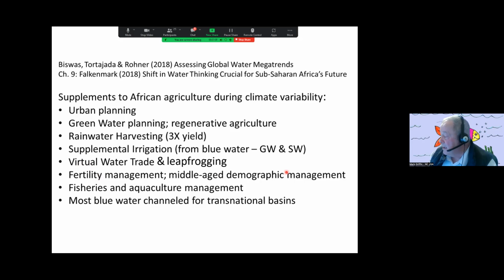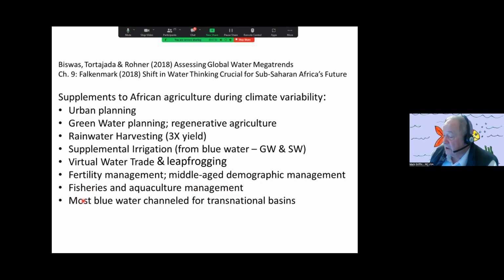This will come up again later, but Falkenmark is saying that fertility management and middle-aged demographic management has to occur, which is very controversial. And when we're talking about food, don't forget fisheries and aquaculture management. And that's a whole subtopic.